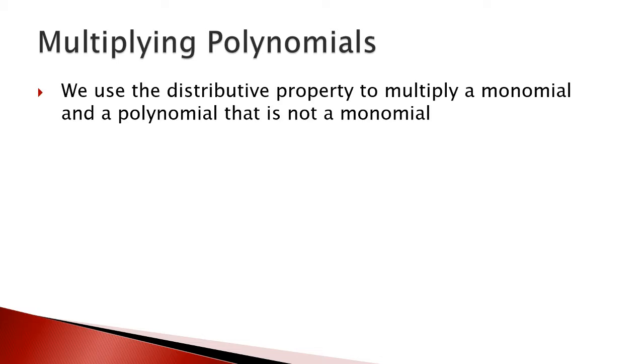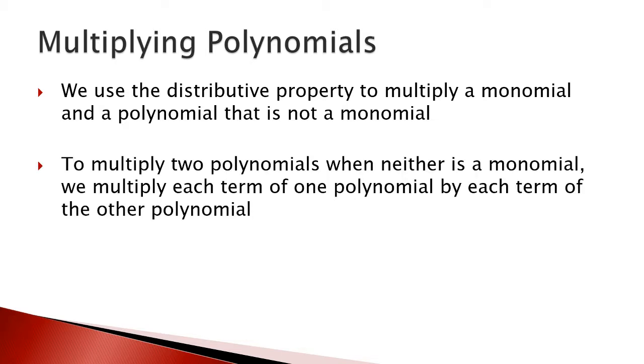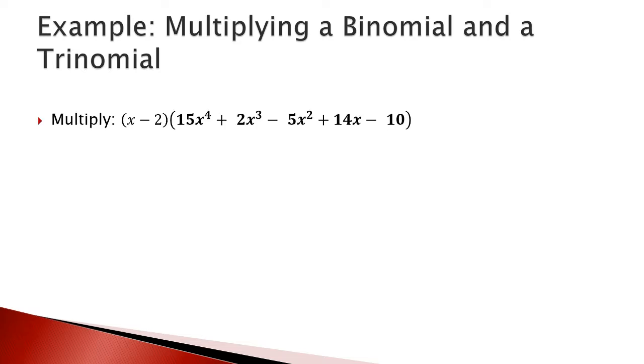Multiplying polynomials. Here we have to use the distributive property to multiply a monomial and a polynomial that is not a monomial. To multiply 2 polynomials when either is a monomial, we multiply each term of one polynomial by each term of the other polynomial. Then we have to combine like terms. Now let's see an example.